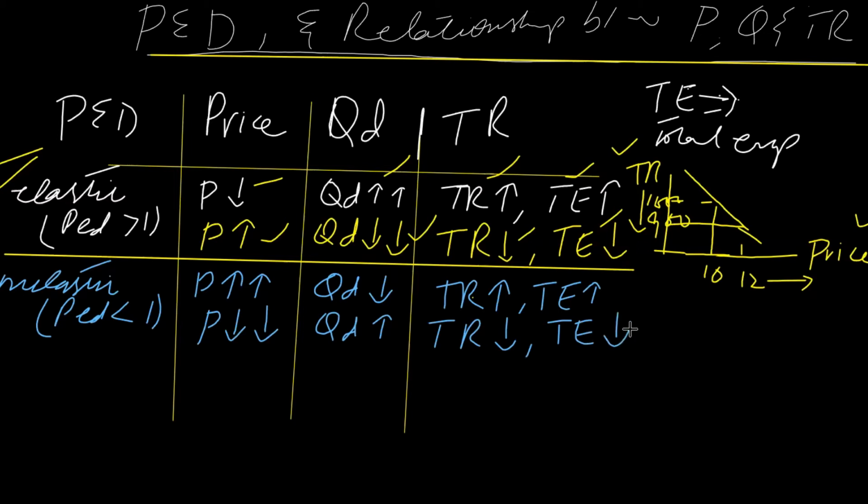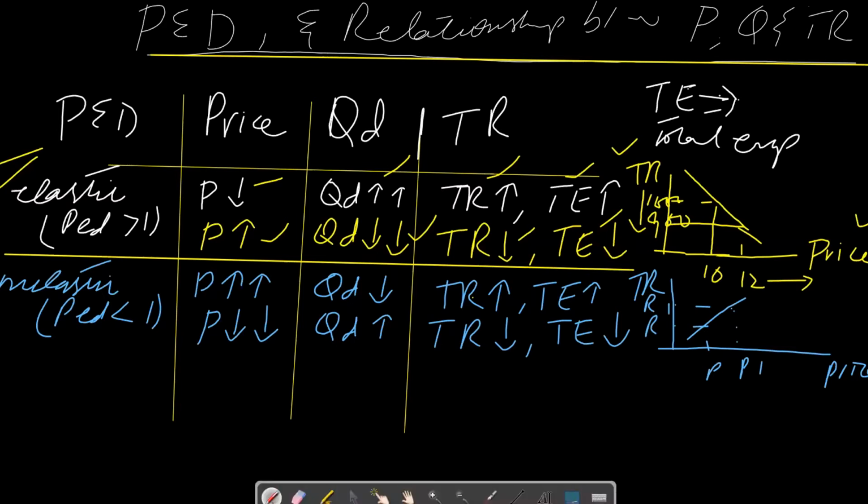So in this scenario, if we draw a graph to show the relationship between price and total revenue and total expenditure, it will look like this, because when price increases, total revenue will rise. If, let's say, price is initially P and revenue is initially R, if we increase price to P1, revenue will rise to R1. So price and revenue are both moving in the same direction. And now we can further move to unit elastic demand.